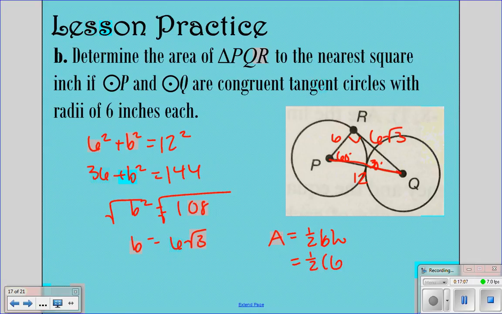So your base is 6 and your height is 6 square roots of 3, or you can switch those around. It doesn't matter. And so now you need to just multiply, and it says to the nearest square inch. So we do need to figure it out using our calculator. You don't want to have it as something times the square root of 3. And so if you multiply that, you should get 31.17 or 18, which would still round to 31, and then inches squared. So that would be the answer for that problem.